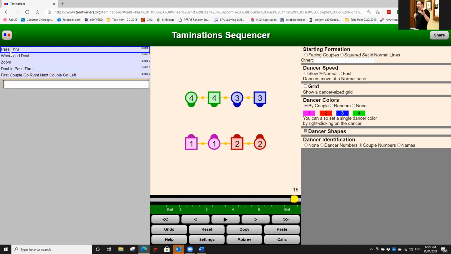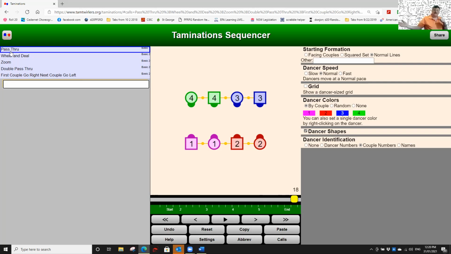Zoom is the thing that will change the sequence, in the same way that right and left through changes the sequence. But if instead of right and left through at the beginning, and then the pass through, we did a square through 3, that's one way of changing it.